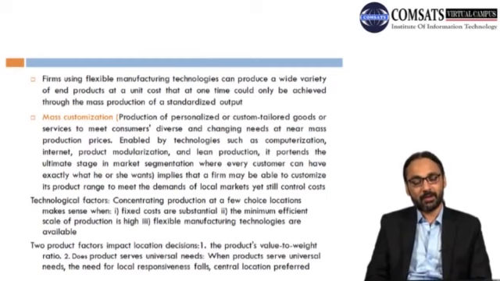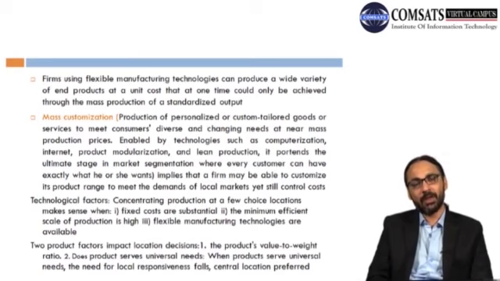When products serve universal needs and the need for local responsiveness falls. When the product's value to weight ratio is really high, like diamond, then they can use decentralized production. Otherwise, if the value to weight ratio is really low, then they can use concentrated production.